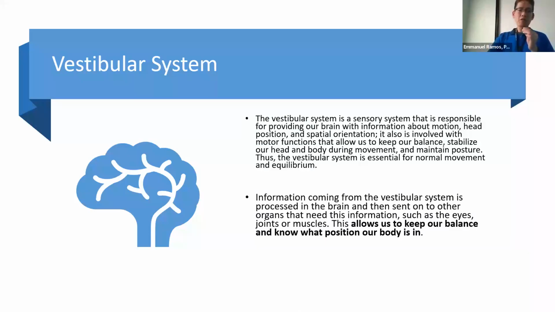Information coming from the vestibular system is processed in the brain and then sent to other organs that need information, such as the eyes, the joints, and muscles. This allows us to keep our balance and know what position our body is in. Another common complaint is that the room is spinning. When you have problems with your vestibular system, you feel like the room is spinning.